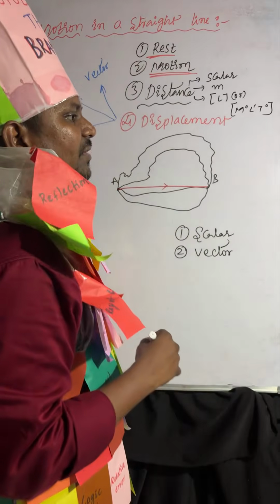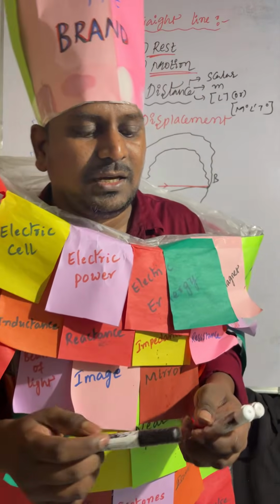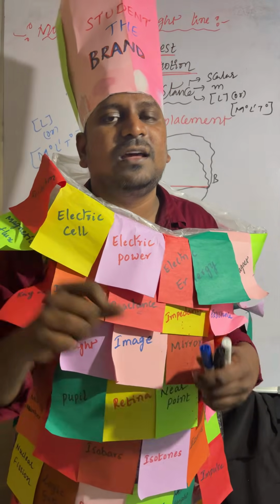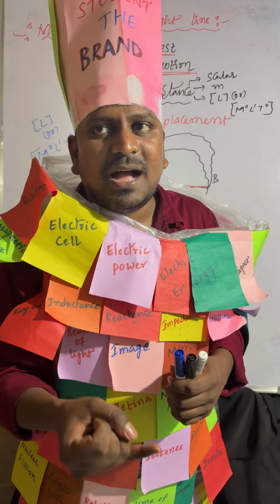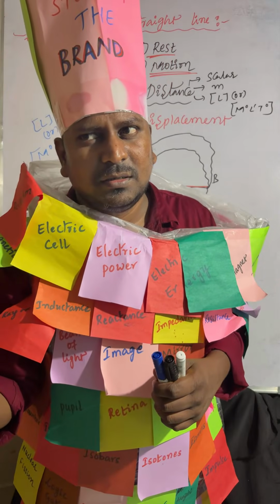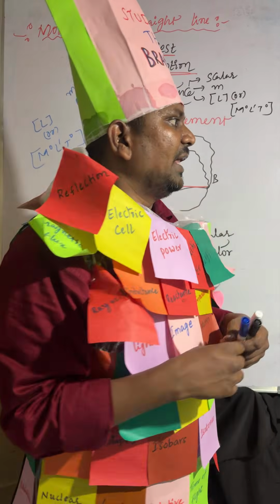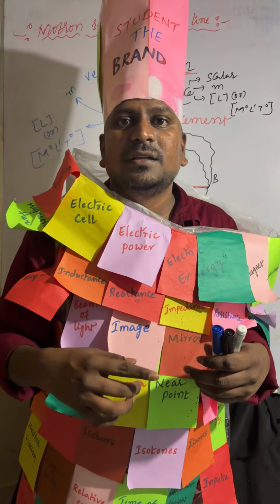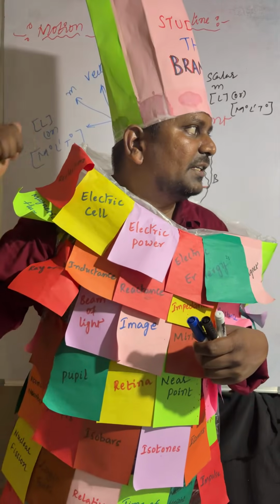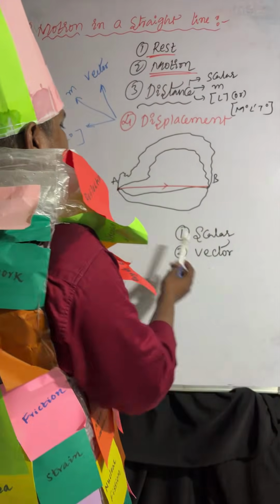So what is scalar and vector? Scalar is the physical quantity which has only magnitude. That is called a scalar physical quantity. Examples: mass, length, speed, density. Coming to the vector physical quantity: the physical quantity which has both magnitude and direction. Displacement has both magnitude and direction, that's why it is a vector quantity.